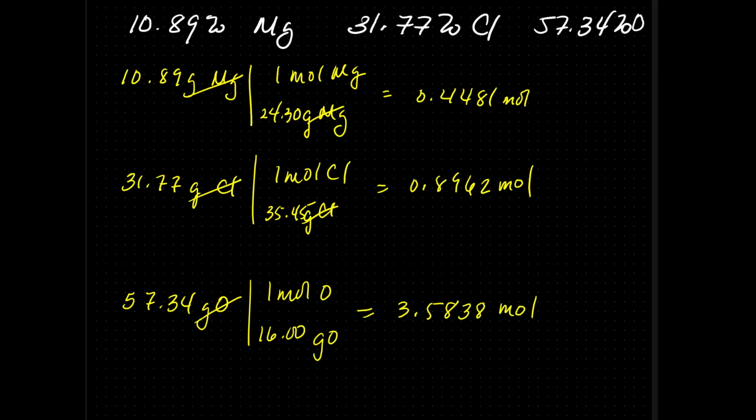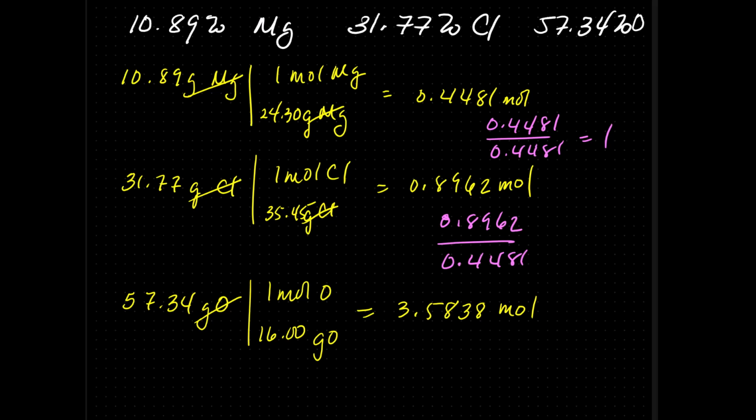The smallest number here is by magnesium. So we're going to divide each of these by 0.4481. 0.4481 divided by 0.4481. So for magnesium, it's exactly 1. For chlorine, it's 0.8962 divided by the smallest, which is 0.4481. And when I do that, it becomes exactly 2.